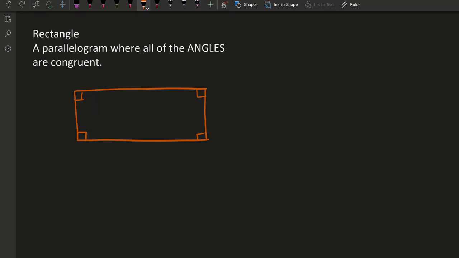Now, for a rectangle, we have the diagonals, and I'm going to go ahead and just copy this.